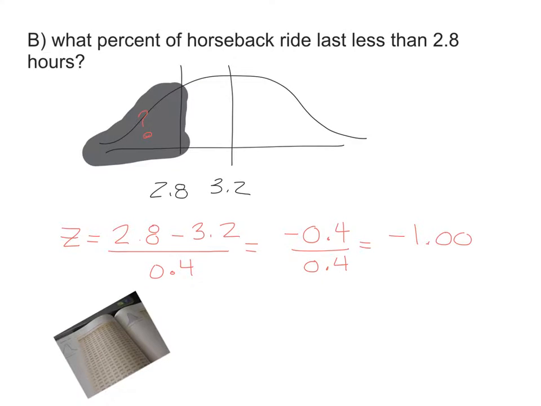Okay, so that means the area under that curve is 0.1587. And then keep in mind that you are wanting to turn it into a percent. So you multiply by 100, which is going to turn you into 15.87%. So 15.87% of horseback rides last less than 2.8 hours. Now, how can I do this on my calculator? Because I know that's what you really want to know. So let me show you how to do that.